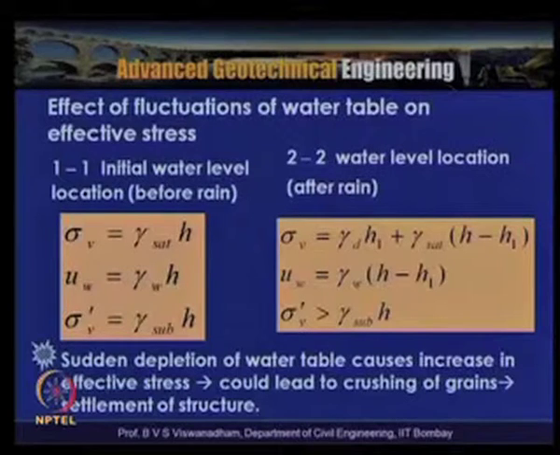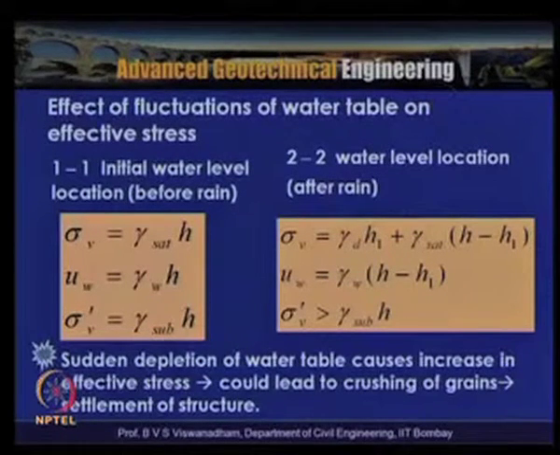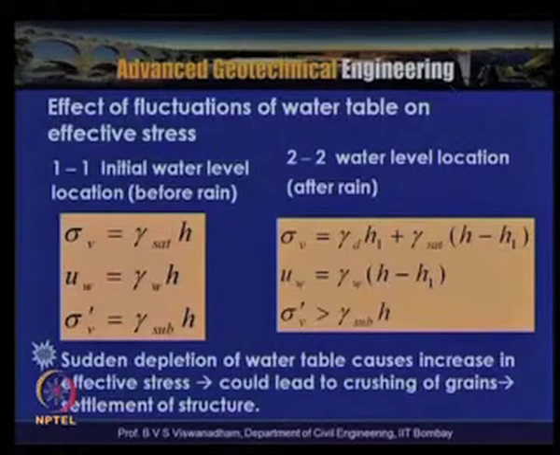This could lead to sudden depletion of water table. Let us say that if there is an excavation or a sudden depletion of water table, it could lead to an increase in the effective stress. The increase in the effective stress is nothing but an increase in the intergranular stresses, and could lead to a high increase in the contact stresses, and this leads to the crushing of the grains. Consequently this results in the settlement of adjoining structures in the case of excavation.